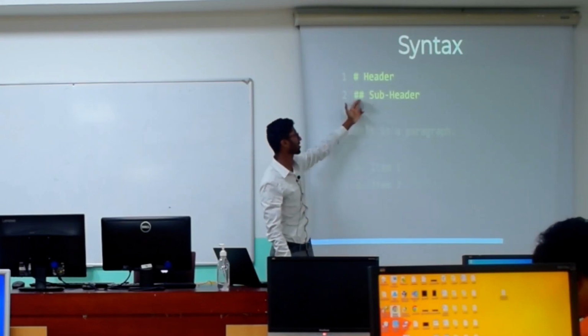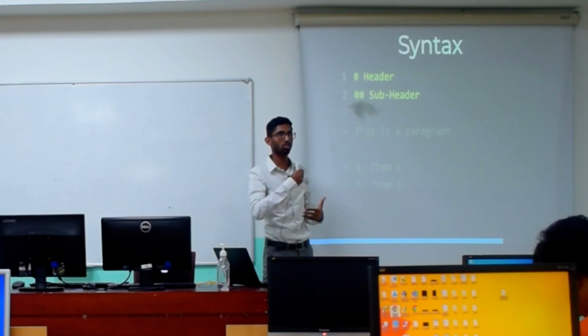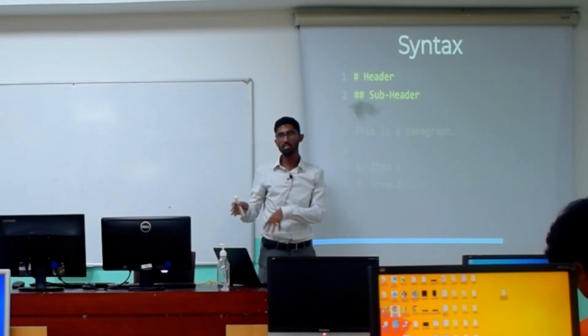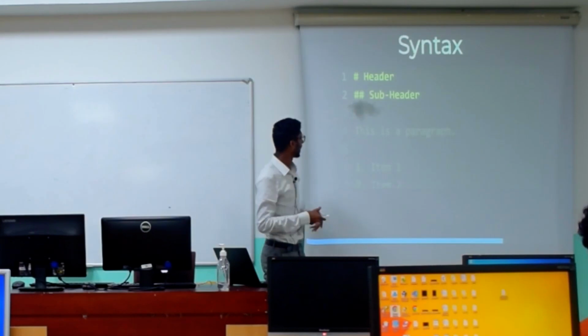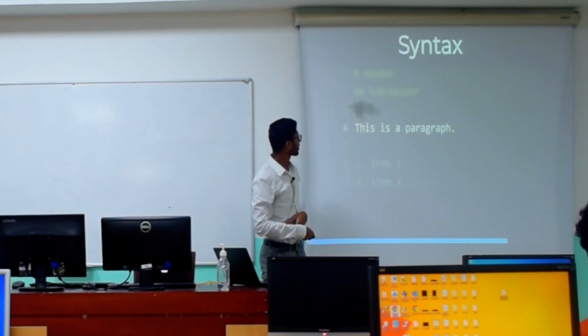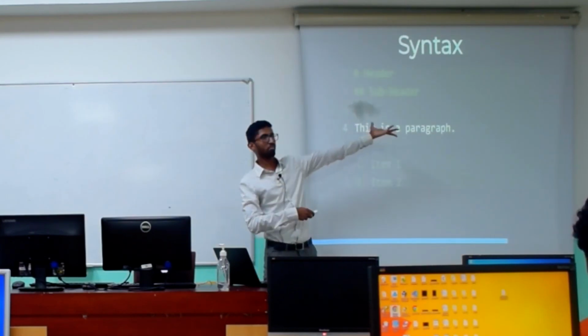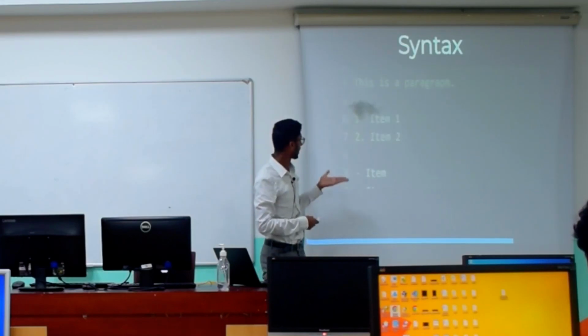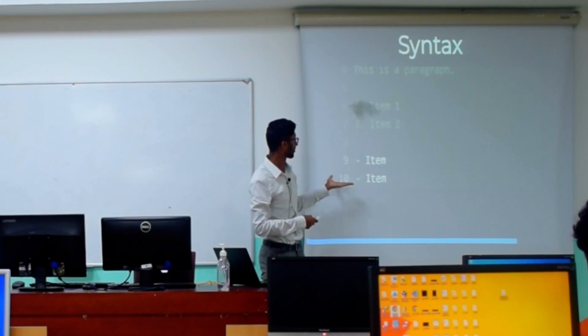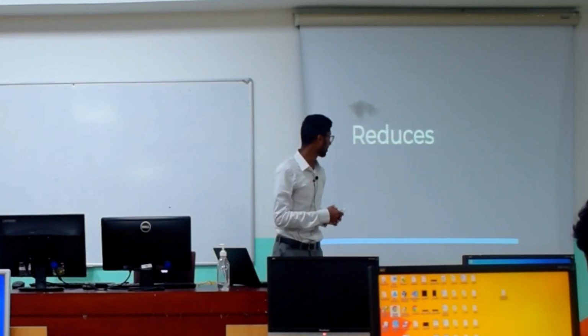Header 2 is specified using double hashtag, and so on. But when you're using this editor that I'm going to show you, you do not have to worry about that. I'll show you some shortcuts to do it. And for a paragraph, all you got to do is just type. For a numbered list, you got to do 1, 2. And for an unordered list, you just do hyphen. So now I'm going to show the demo.